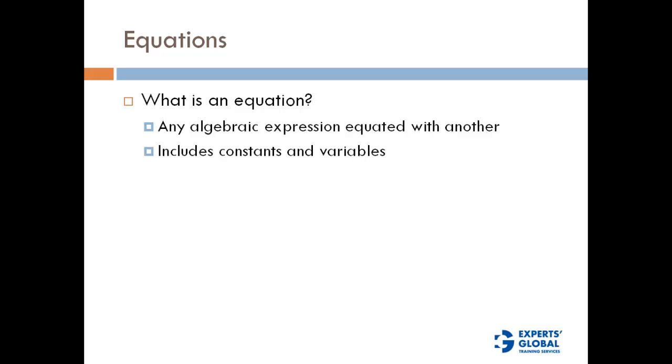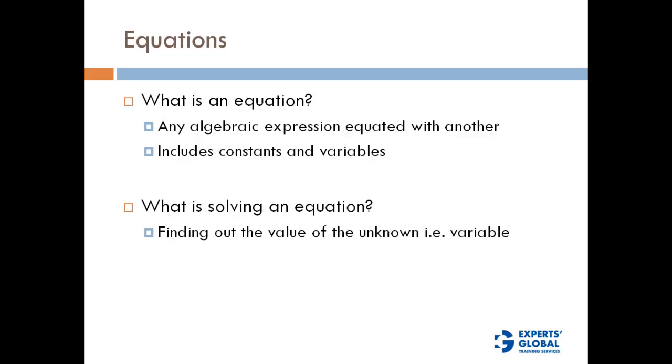An equation has constants and variables. The terms that can change their values are called variables, whereas the terms that have constant value are called constants. And what do we mean by solving an equation? Solving an equation is finding out the value of the variable, which is basically the unknown.